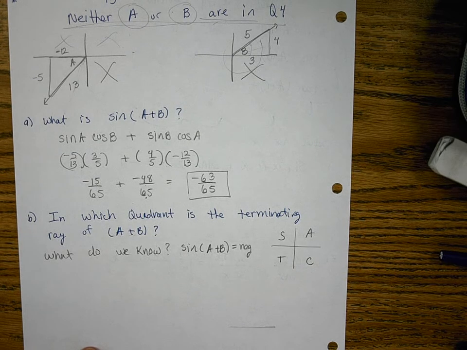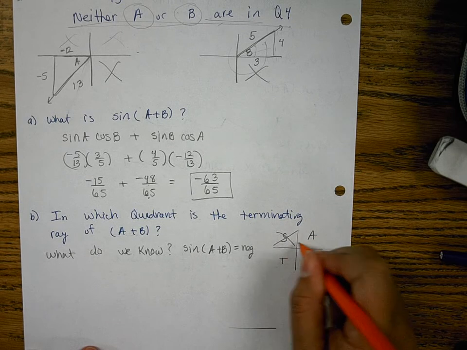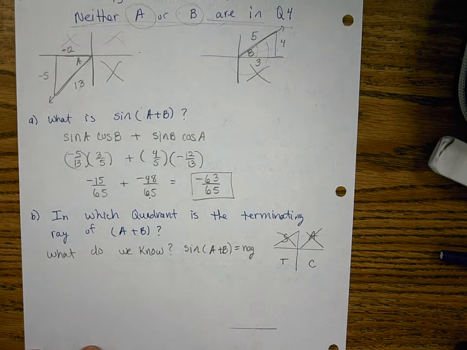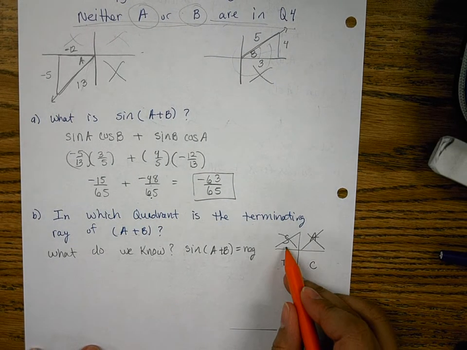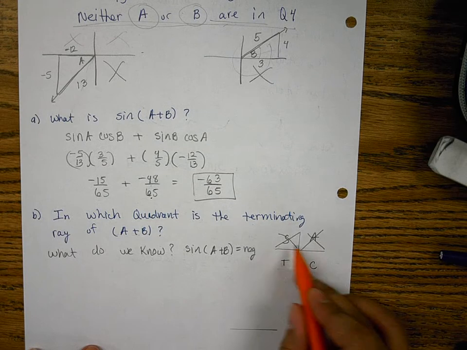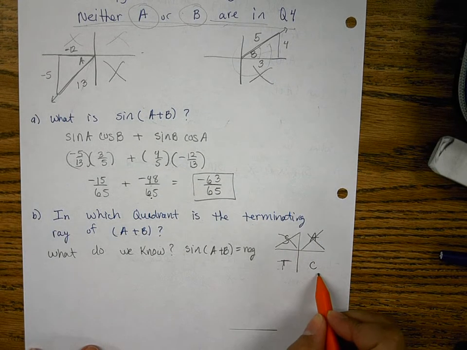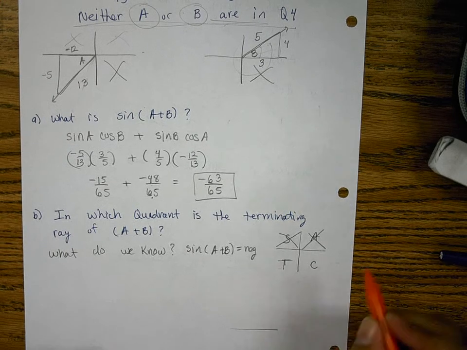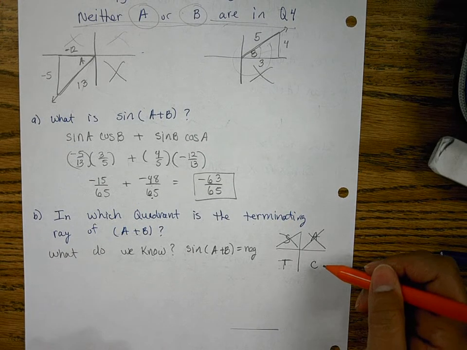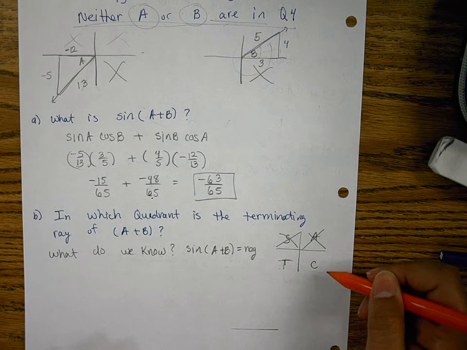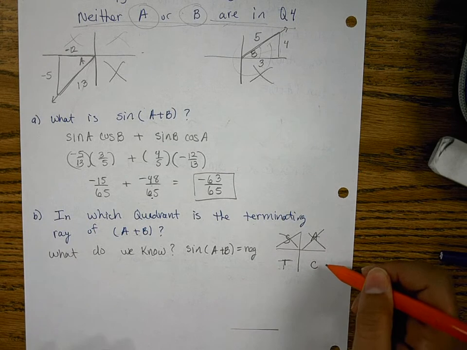Well, we know sine of a plus b came out to be negative, and we know all students take calculus. So if sine is negative, what two quadrants can I automatically cross out? First one and second one. Why? Because all are positive, sine is positive, so it can't be in either one of these quadrants. So that leaves me with 2 or 4.